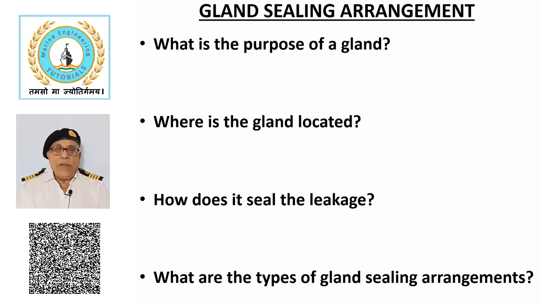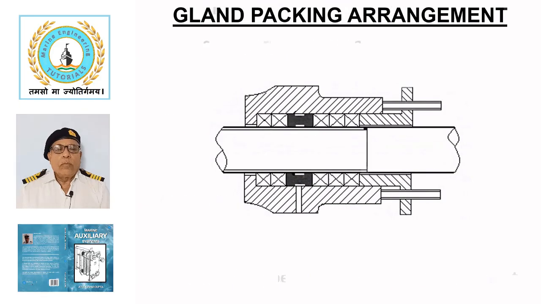In some machinery, O-rings and lip seals are also employed for sealing at the gland. When leakage cannot be permitted, mechanical seal is preferred. Following slides describe these gland sealing arrangements. Gland packing arrangement. This sketch shows the gland packing arrangement used in centrifugal pumps for handling water.